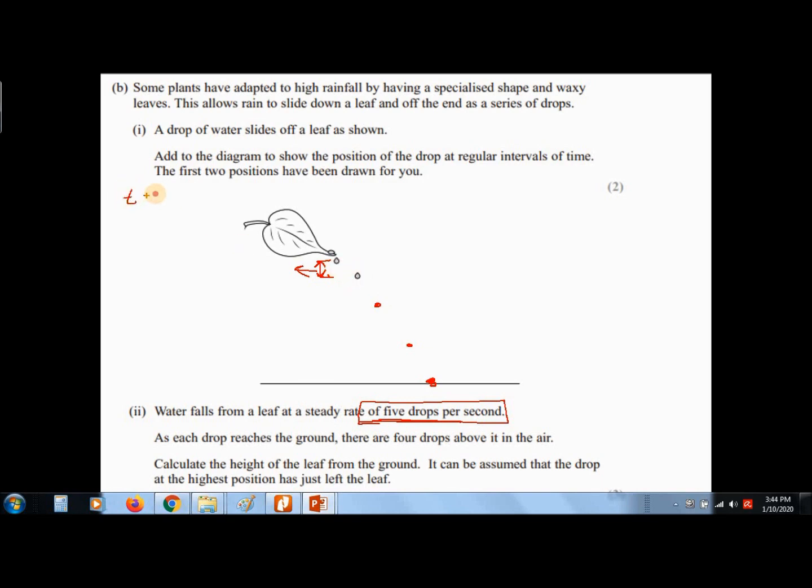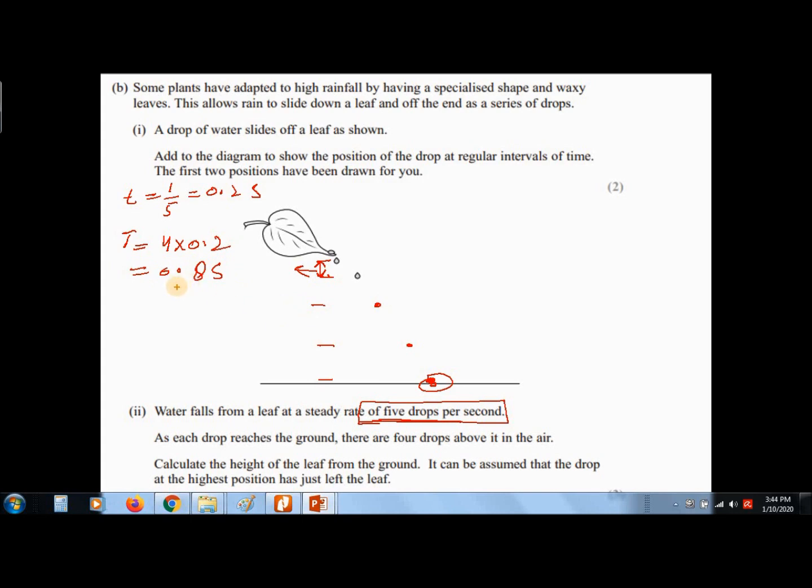So t is equal to 1 upon 5, so 0.2 second. This is the time taken by the drop to cover one interval only. And they are saying when the drop reaches the ground, four drops are already in the air. So how many intervals do we have? We have four intervals. So the total time taken by this drop should be t is equal to 4 times 0.2. That means 0.8 second.